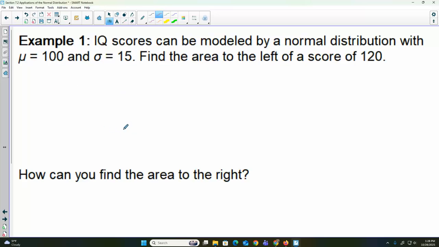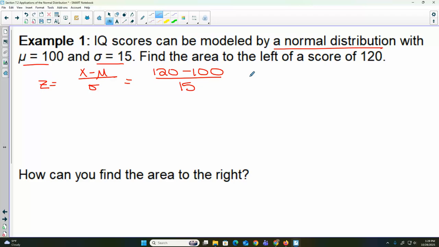So, example 1. IQ scores can be modeled by a normal distribution. So I have to know it's normal so that I can use table 5. The mean is 100, standard deviation is 15. Find the area to the left of a score of 120. What do I have to find first? Z-score. Remember, Z is your value minus the mean divided by standard deviation. Our value is what? 120, minus the mean of 100, divided by 15. And we get?